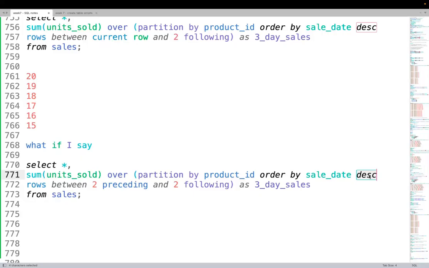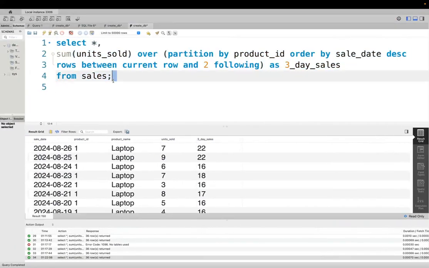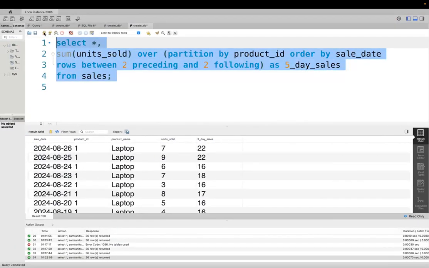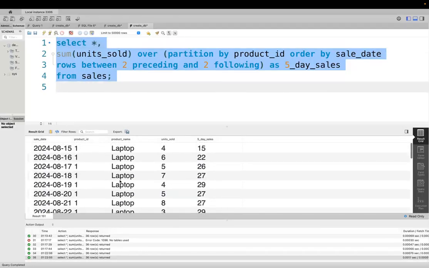Let's say I am removing this descending here. Now, what will this give? It will give the sales of the previous 2 days, the current day, and the next 2 days. Total 5 day window, right? 2 days before, 2 days afterwards, and 1 day the current day. So let's see, and I will call it 5 day sales: current day, two previous, and two next, right? So for example, on 18th, total 7. Before these 2 days was what?